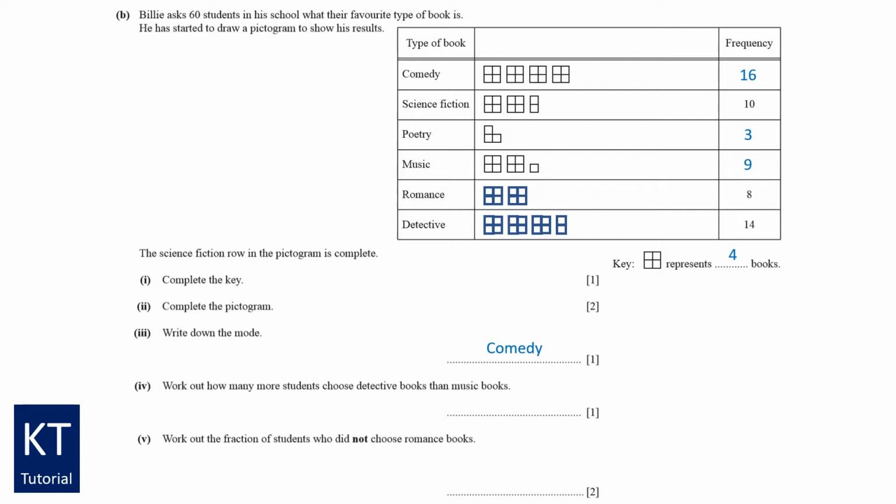Next, work out how many more students chose detective books than music books. This is purely the difference between the two frequencies. Next, work out the fraction of students who did not choose romance books. This is 52 over 60, and in simplified form, 13 over 15.